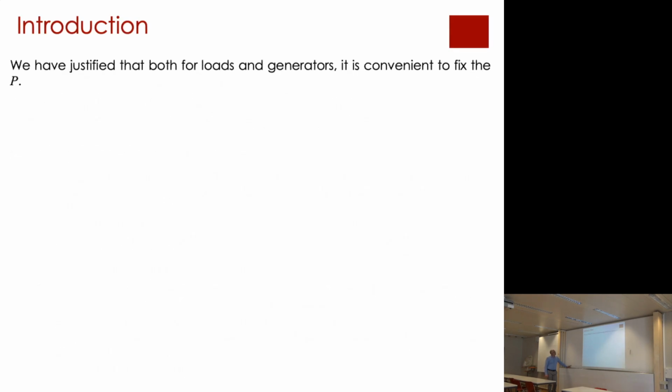Okay, now, so we have justified that for both load and generators it's convenient to fix the active power. Okay, now, so you have a kind of cloud, which is your grid. You're fixing active power in the load buses and in the generation buses. You're fixing reactive power in the loads and voltage magnitude in the generation buses.